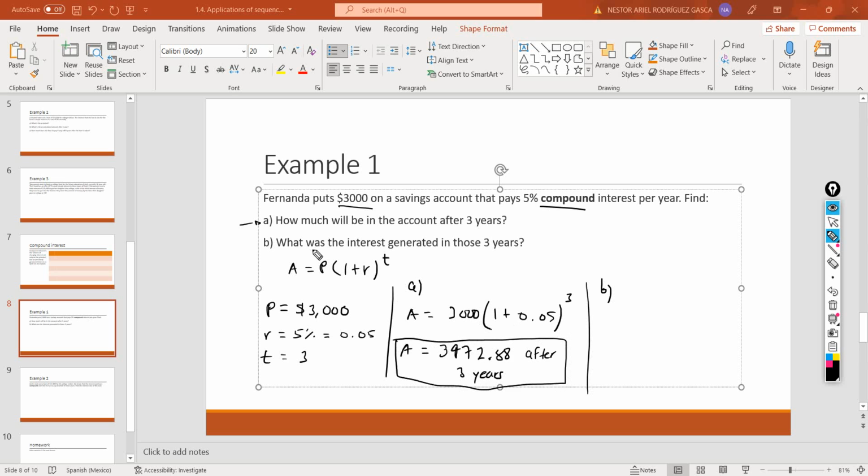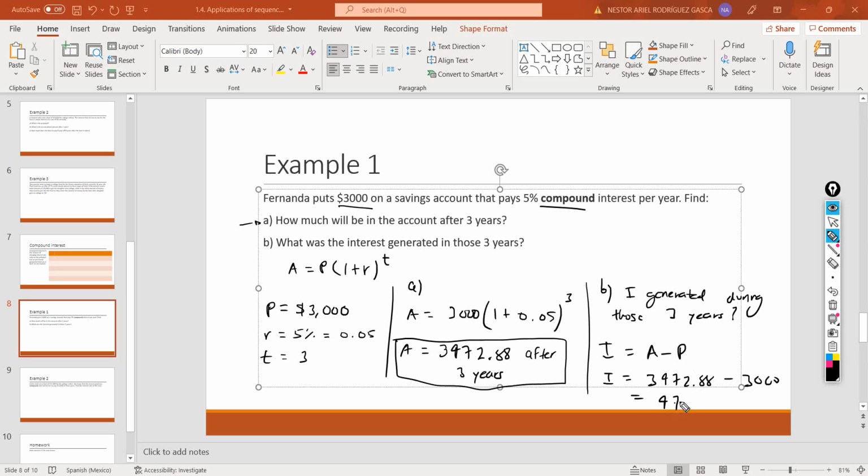Now letter B, what was the interest generated in those 3 years? Okay, this is a simple question. What is the interest generated during those years? Well, the interest is clearly the difference between the principal, minus, the interest in this case will be the accumulated amount minus the principal, right? What is the accumulated amount? It's this much. And the principal is known to be 3,000.